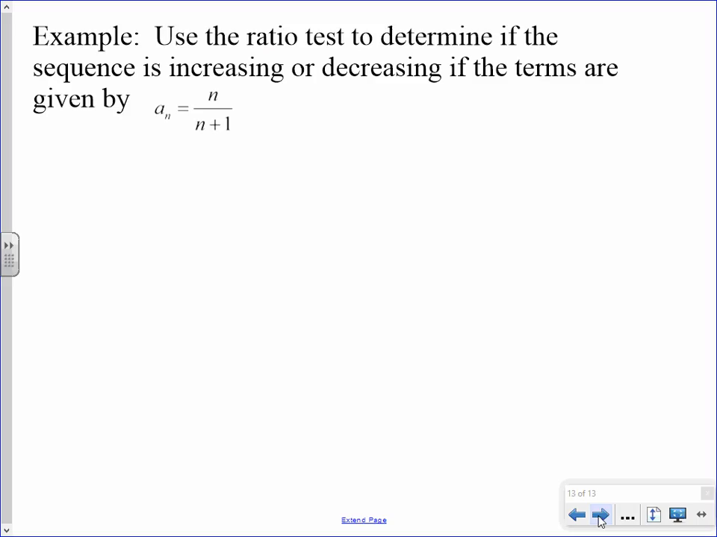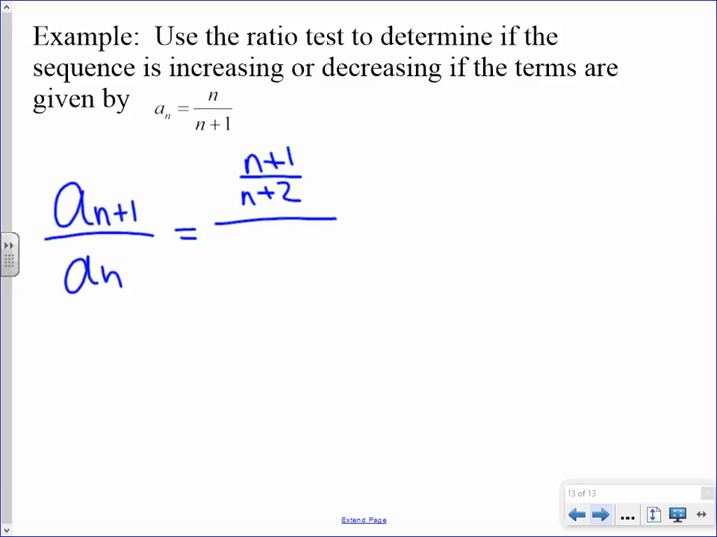All right, let's look at the ratio test. I actually kind of like the ratio test. So for the ratio test, we have to look at a sub n plus 1 over a sub n. a sub n plus 1 is n plus 1 over n plus 2, divided by a sub n.